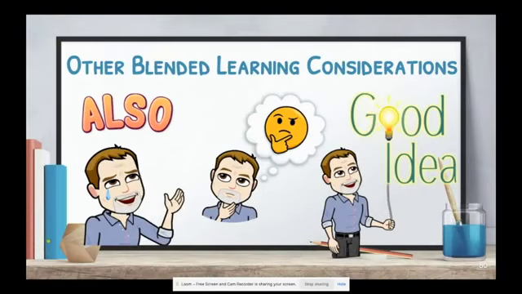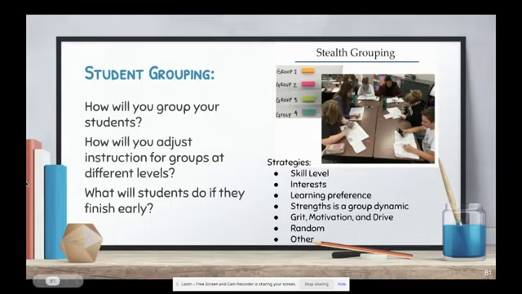What are some other things to consider as you delve into blended learning? What about student grouping? How will you group your students? Well, I think most of you are already experts at that. Here are a few things. It could be skill level. It could be interest. It could be a learning preference. Anything that you see listed there.